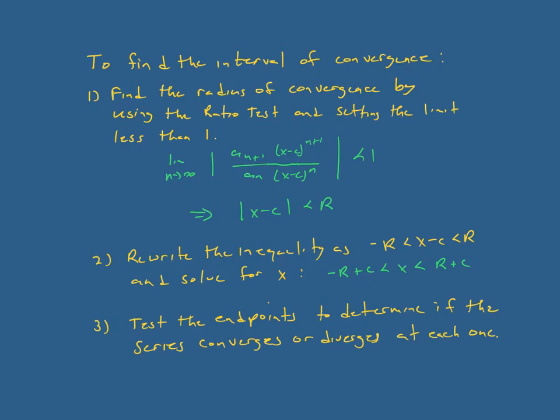Once I know what those endpoints are, I do always have to check the endpoints to determine if we are convergent at each endpoint or not, okay? In some situations, I will converge at an endpoint. In other problems, I will not converge. So whenever you're finding an interval of convergence, once you know what the endpoints are, you must always test the endpoints.